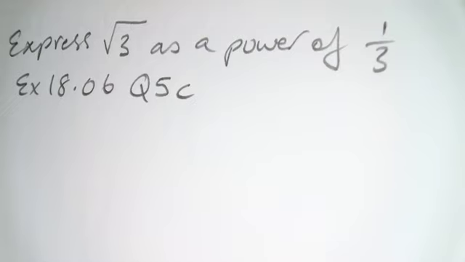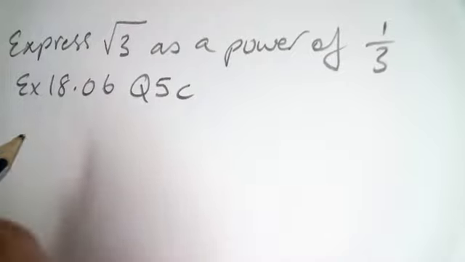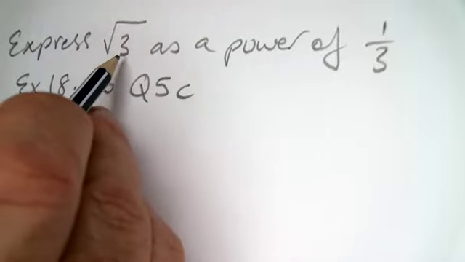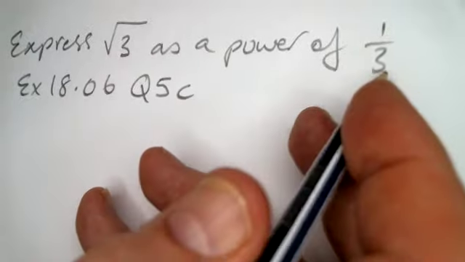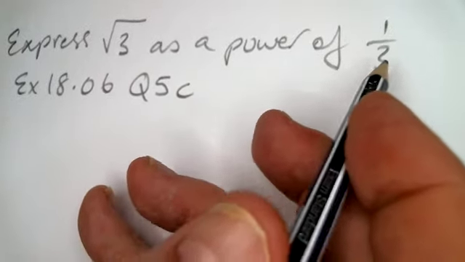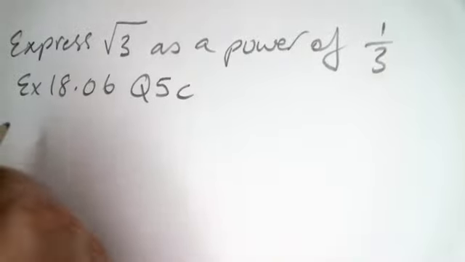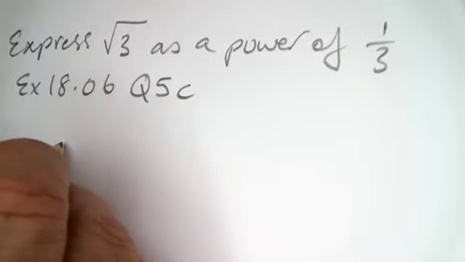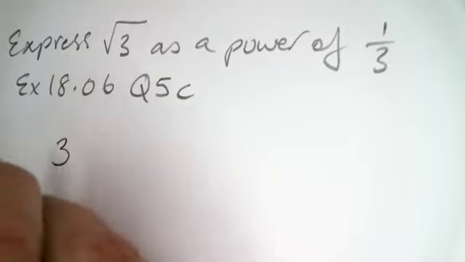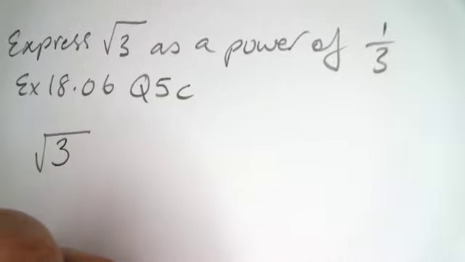Following on from question 5b, 5c in a way is a similar kind of thing, and so this time we're expressing the square root of 3 as a power of a third. Well, we really want to find what's the square root of 3. Well, if I was writing the square root of 3, well, there's 3. Here's the square root of 3. Well, what would that be as a power?